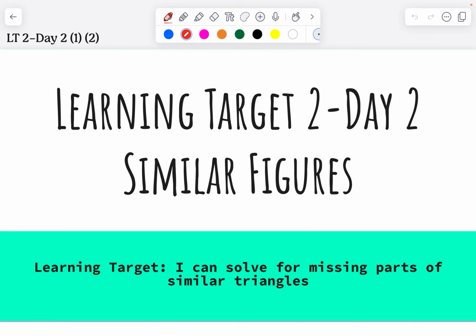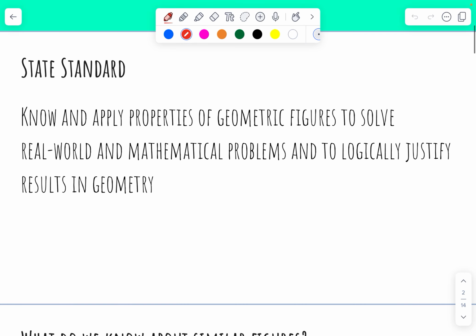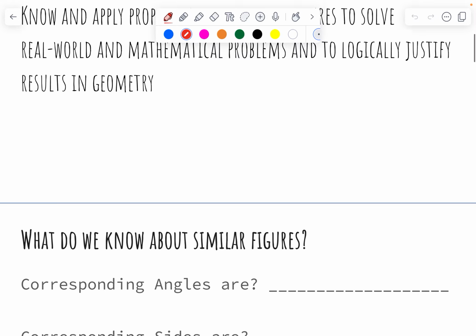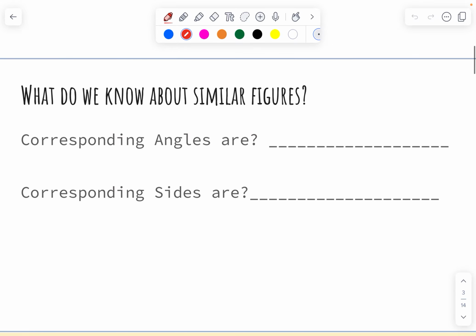Hello friends, we're going to continue talking about similar figures today. And today we're going to solve for missing parts of similar triangles. Our standard: know and apply properties of geometric figures to solve real world and mathematical problems and to logically justify results in geometry. So remembering what we know about similar figures, corresponding angles are congruent, which means they're the same, and corresponding sides are proportional.